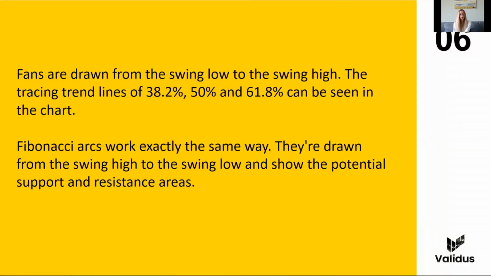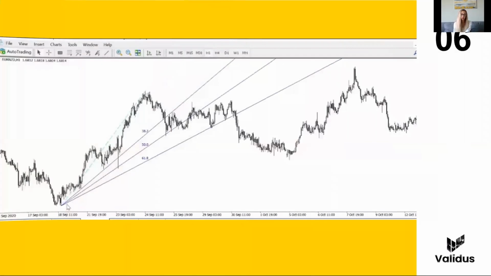The tracing trend lines of 38.2, 50, and 61.8% can be seen in the chart. The trend lines can then be used to find the support and resistance areas. As you can see on this chart, the price has bounced several times from the fan lines. As the price breaks the 61.8 line, it is signaling the trend consolidation.